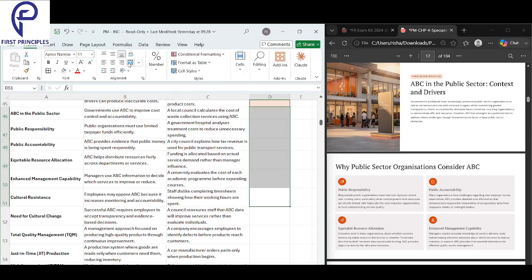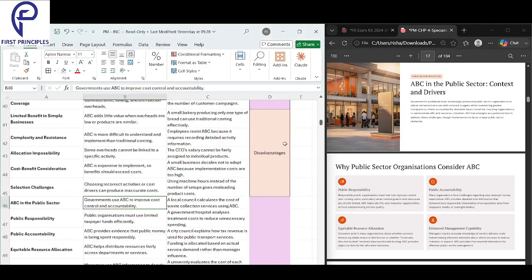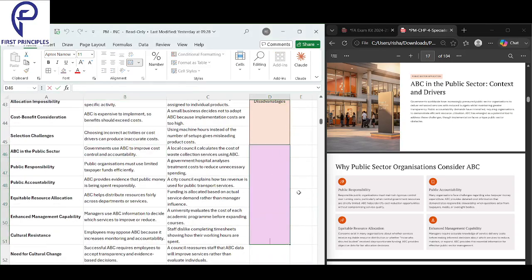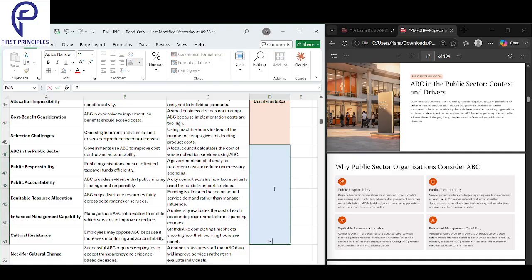ABC in a public sector organization. What is a public sector organization? Where government has a holding, that's a public sector organization. So let's make sense of that. Why would a government sector organization consider ABC? What is in it for them?